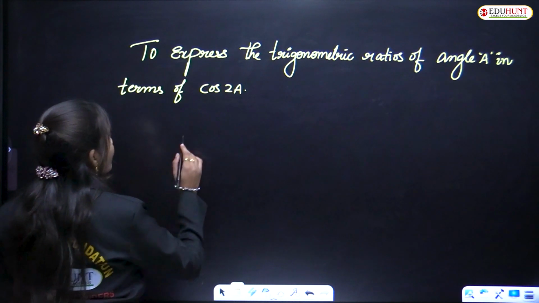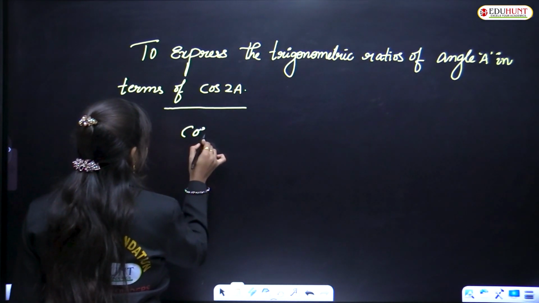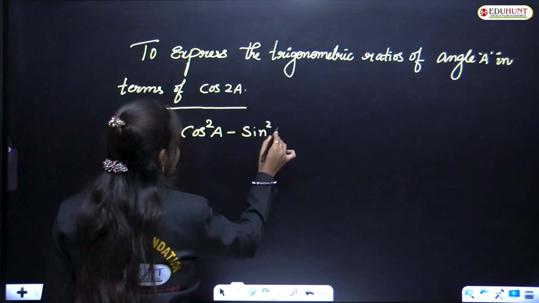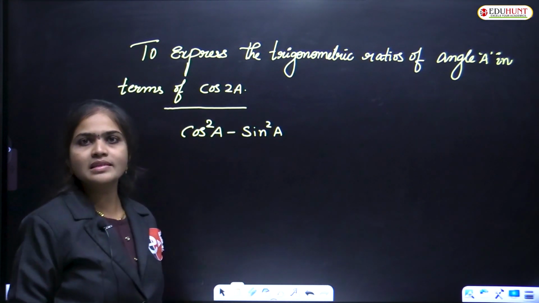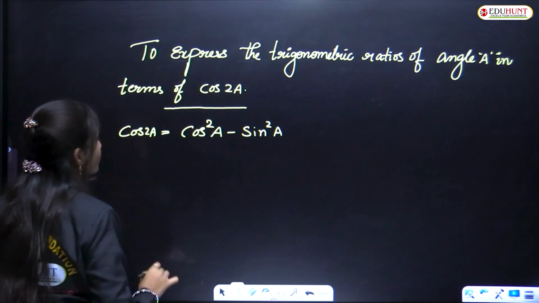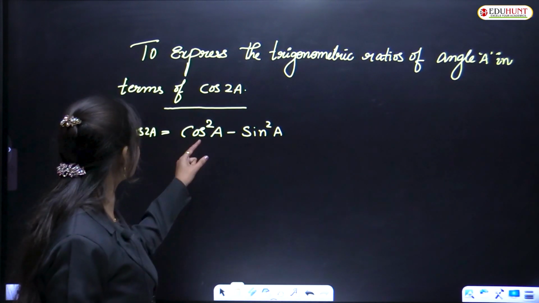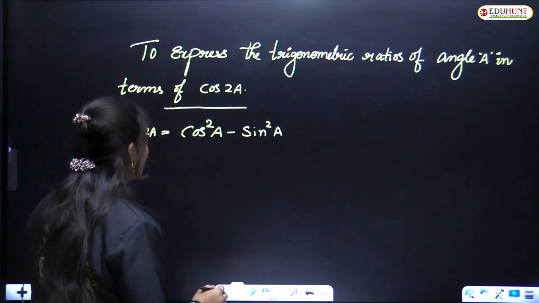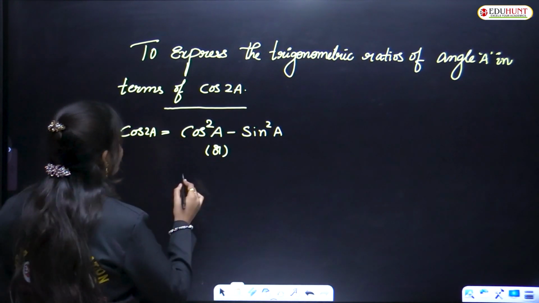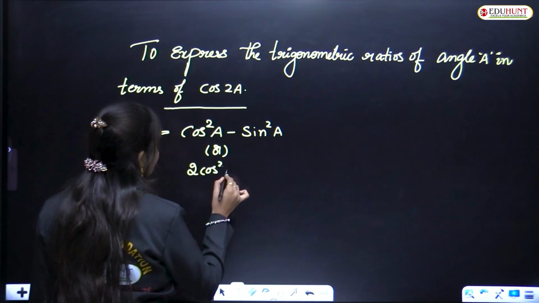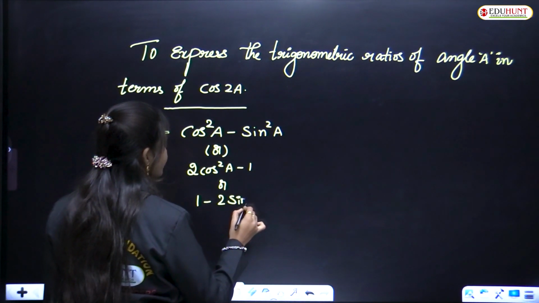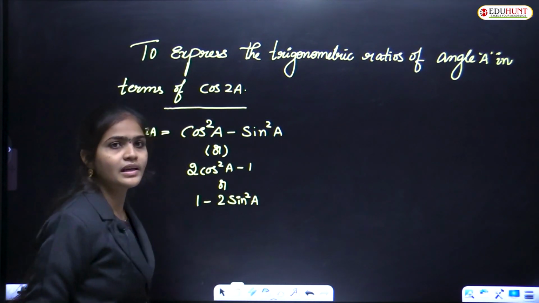Before going to discuss this, I am going to tell you one thing: cos square A minus sin square A is the formula for cos 2A. So we have another formula: 2 cos square A minus 1, or 1 minus 2 sin square A. Actually these 3 are the formulas for cos 2A.